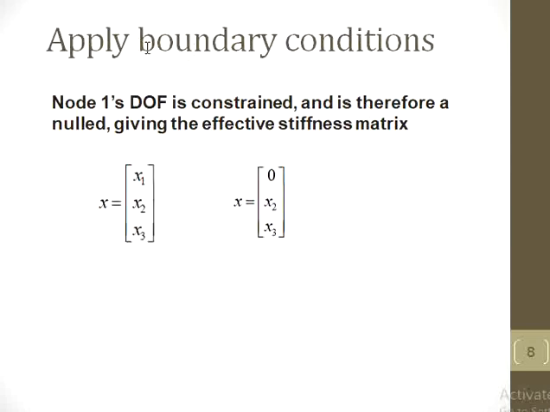Next, formation of the displacement vector or displacement matrix. A displacement matrix size depends upon the number of degrees of freedom of a node, or we can simply say the number of nodes. So number of nodes 1, 2, 3, so displacement size is 3 by 1. Then after applying boundary condition, we know that node 1 is fixed, so there is no displacement, so x1 equals 0.